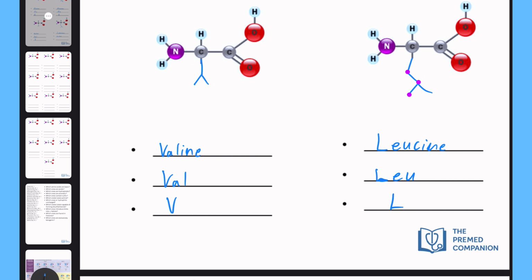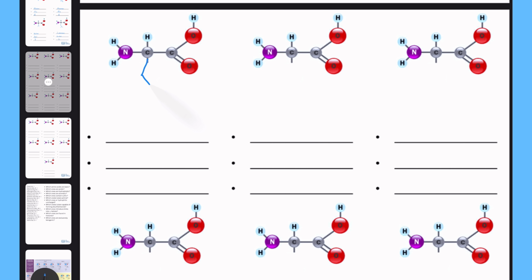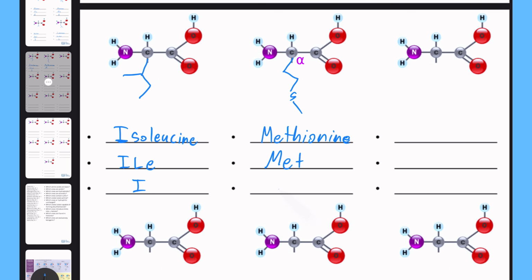This next one is isoleucine. Notice the similarity. This one also has 3 carbon atoms, but the very first one is where you have that methyl group branching off, rather than it being the second one. And then it's abbreviated ILE. 1-letter code is I. This next amino acid is methionine. Notice it has a sulfur in it, so it has 2 carbon atoms after that alpha carbon, then the sulfur, and then finally a methyl group. Methionine is abbreviated MET. 1-letter code is M.